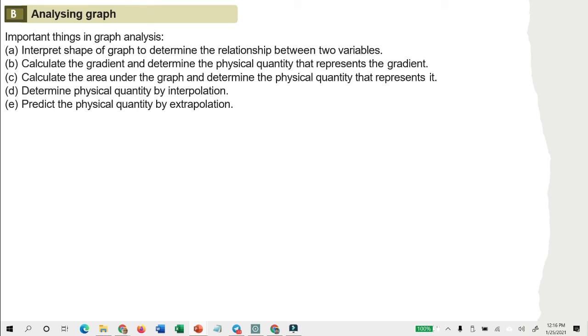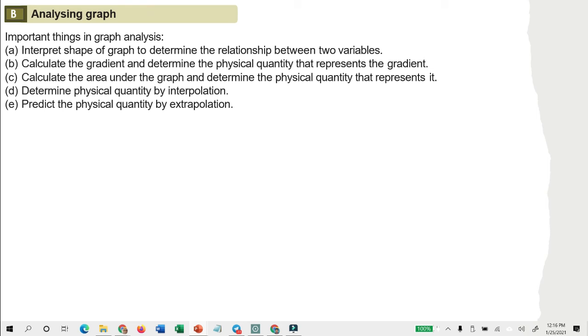The first one, we interpret the shape of the graph, like what we did earlier. Why do we need to interpret the shape? We want to get the relationship between the variables. The relationship can be directly proportional, inversely proportional, increasing linearly, decreasing linearly, and so on. Then we calculate the gradient and determine the physical quantity represented by the gradient. This is more for straight line graphs.